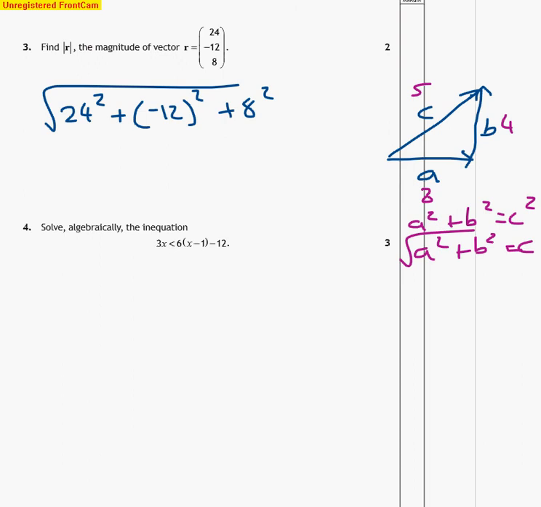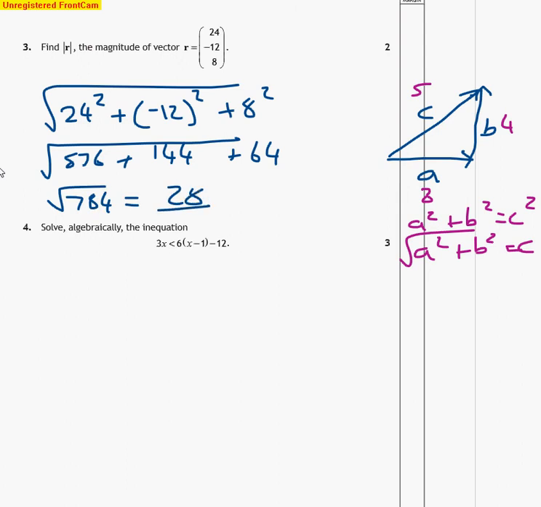So 24 squared is 576. So 576 plus, now 12 squared is going to give you 144. 8 squared is going to give you 64. Okay, so add them all together. That is 784. So still got the root in there. So it's root 784, which is 28. Now you should be feeling good. You might not get a whole number at the end of these. It might give you a surd, but when I get a whole number, it does make me think, yeah, I've probably done that right.